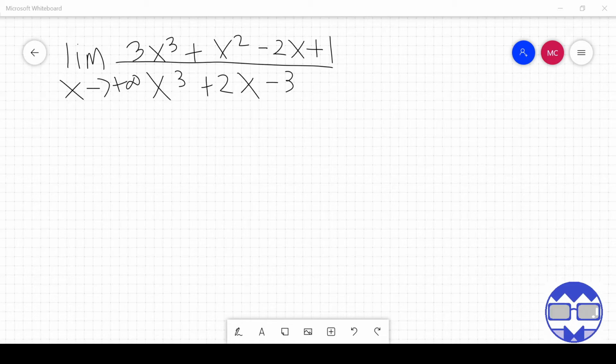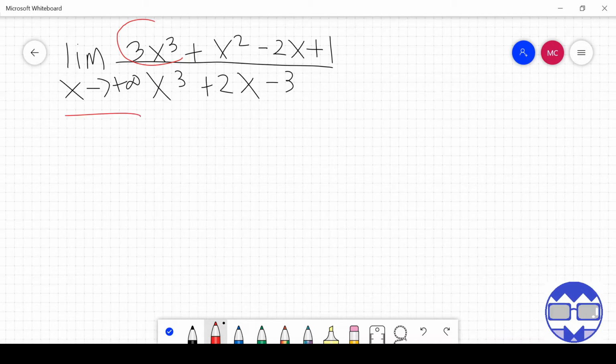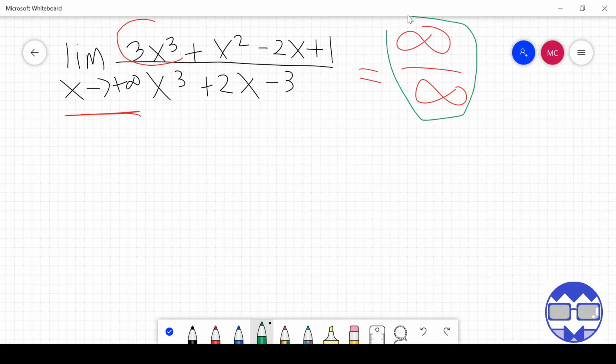Let's try to evaluate. Using the substitution rule, we know that 3 times x cubed, remember that x is approaching positive infinity, so we are sure this is positive infinity. Regardless of the other values, the biggest value at the numerator is positive infinity, and the biggest value at the denominator is also positive infinity. So we have infinity over infinity, and if this happens, this is an indeterminate form. This is not yet the answer.